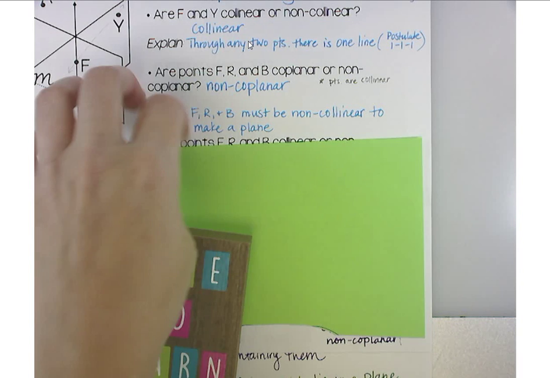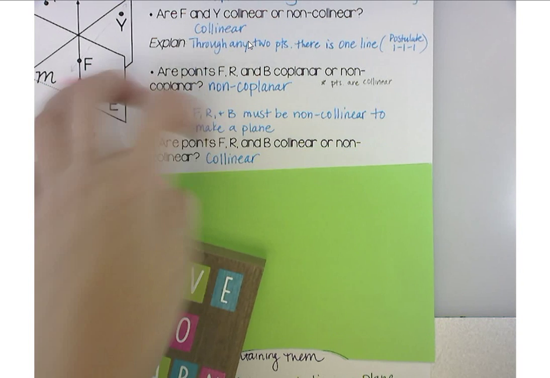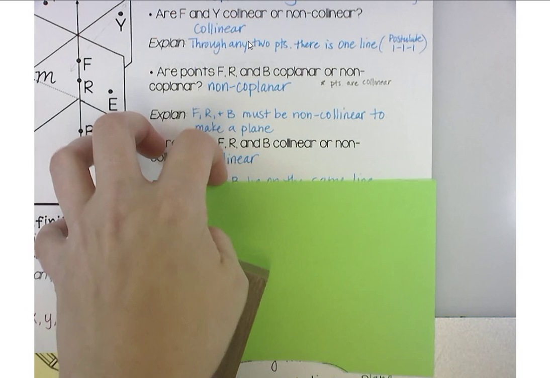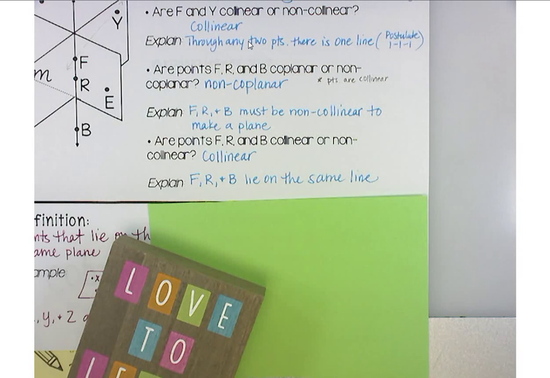And the next one is directly related to this. So F, R, and B, are they collinear or non-collinear? We just talked about how F, R, and B are collinear. And that's because they lie on the same line. So going back to the one above that, if you're trying to find 3 points that are coplanar, it could be any 3 points as long as they do not all lie on the same line.